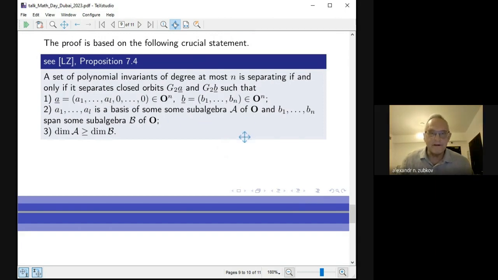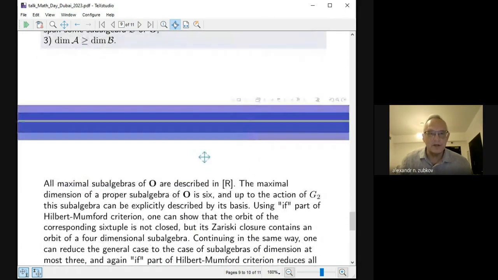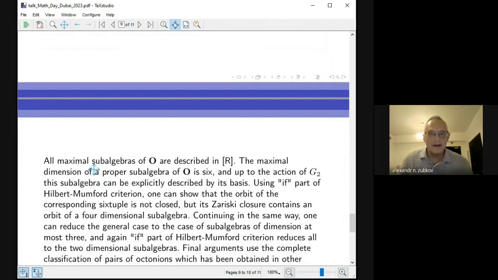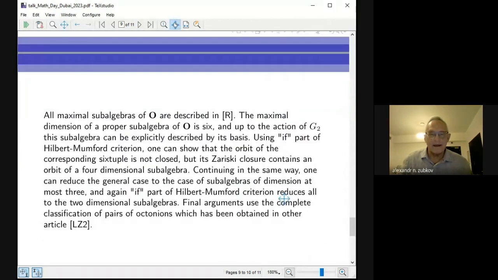And what is interesting here: if you take this subalgebra of dimension 6, then using the "if" part of the well-known Hilbert-Mumford criterion, we can show that the orbit of the corresponding 6 tuple is not closed. What does it mean? Let me just remind you of something about this Hilbert-Mumford criterion.